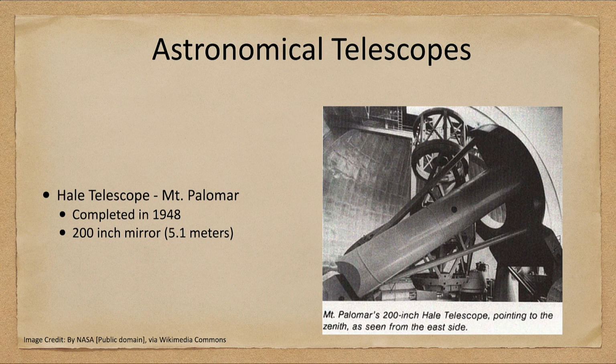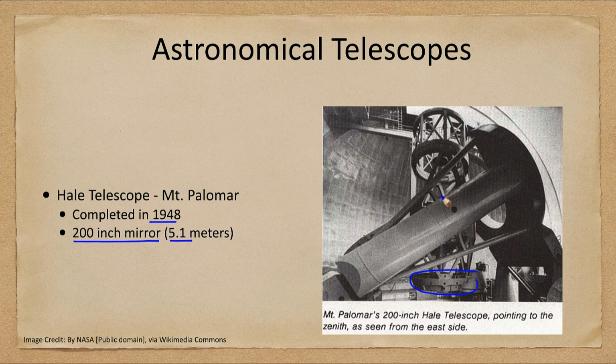Another large telescope is the Hale telescope on Mount Palomar, completed in 1948, and for about 3 decades was the largest telescope in existence. It has a 200-inch mirror, which is about 5 meters. And while we'll see it's dwarfed now, it is still a very large telescope, very large mirror down at the bottom.